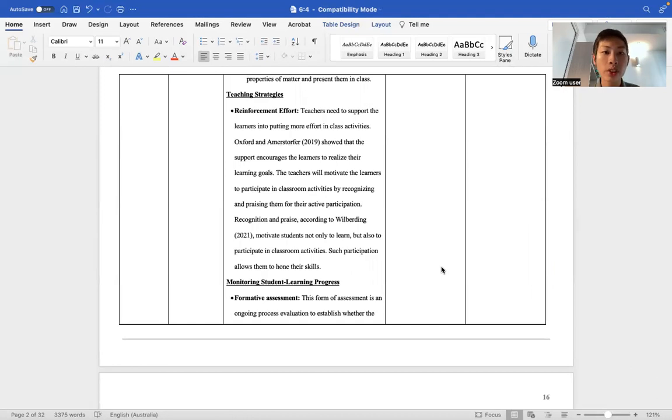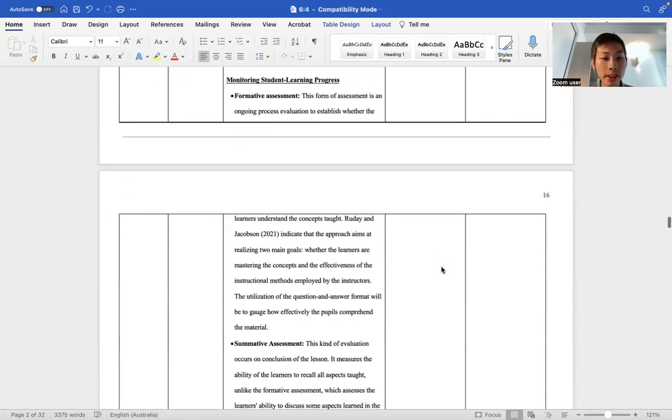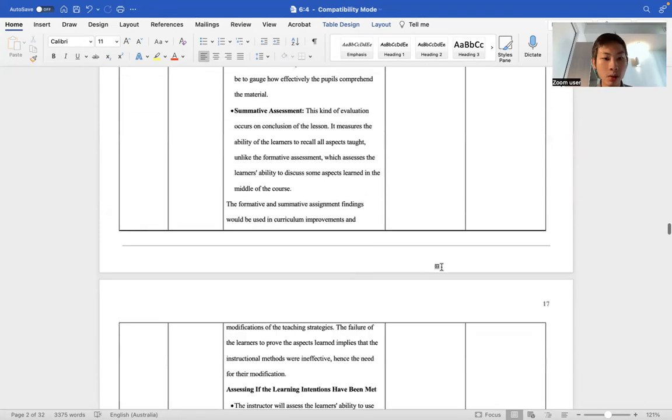According to the journal Oxford and Armour-Stauffer 2019, the support encourages the learners to realize their learning goals. So I shall be using recognition and praise, which according to Wilder-Birding 2021 will motivate the students not only to learn, but also to participate in classroom activities. I shall be using formative and summative assessment like in lesson 1.